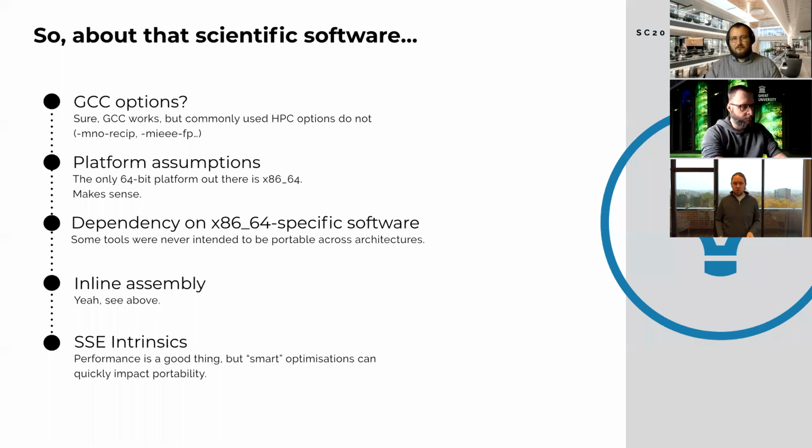Except a number of GCC options that are often used, like -mno-recip and -mieee-fp, simply don't exist for ARM. So what do we do? Well, EasyBuild takes care of that by seeing these options and going, no, I know you asked for that, but we're going to give you something that works on the platform you're on.